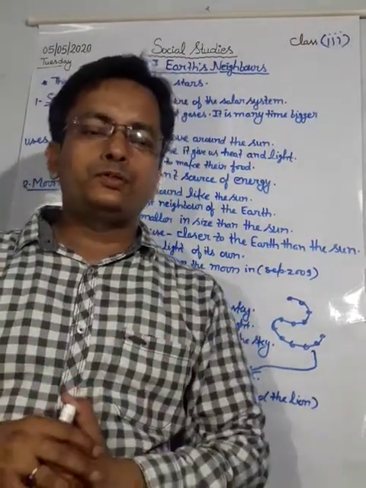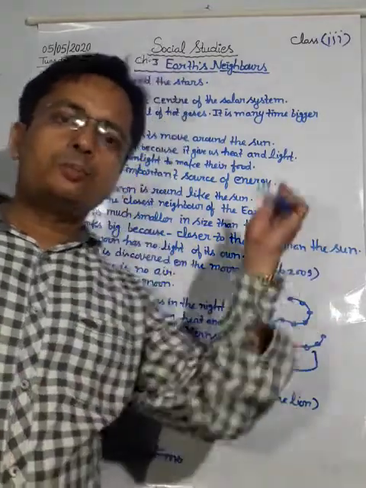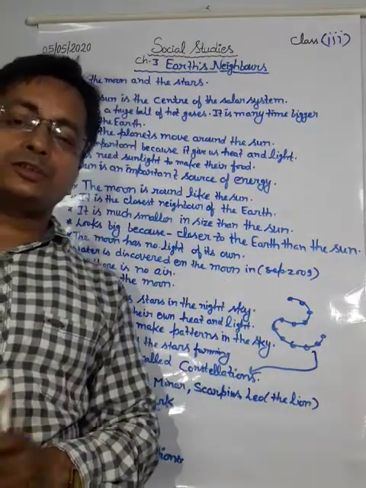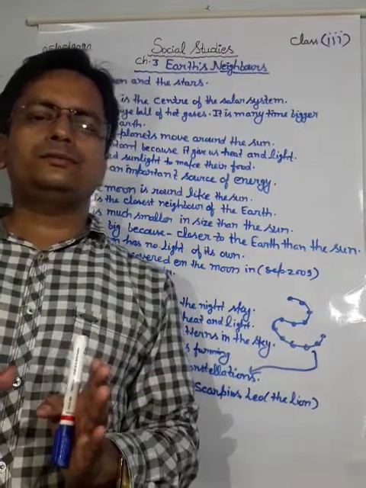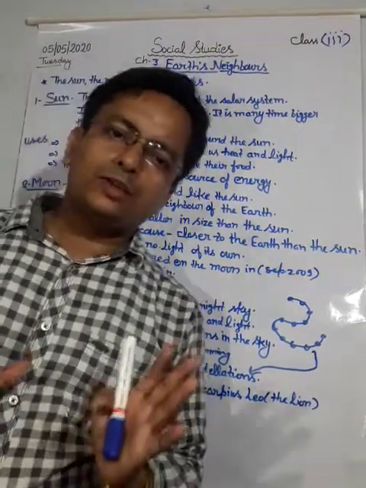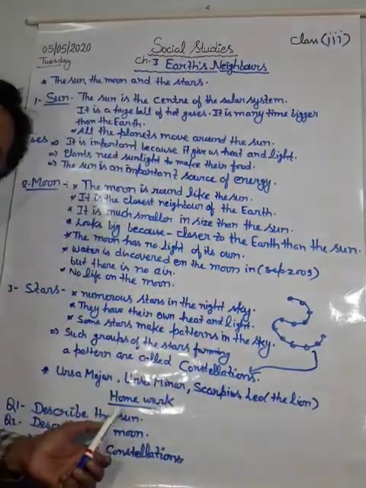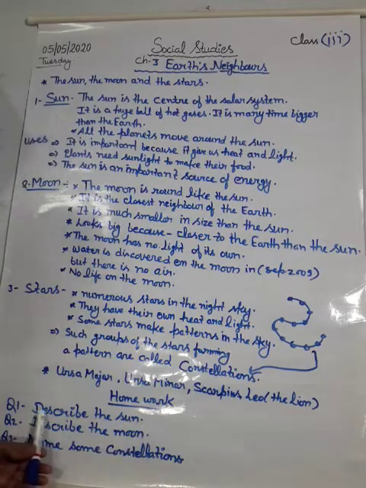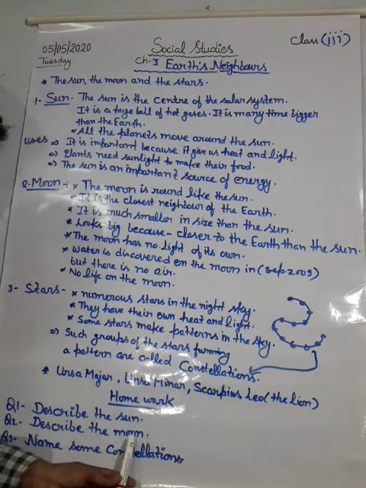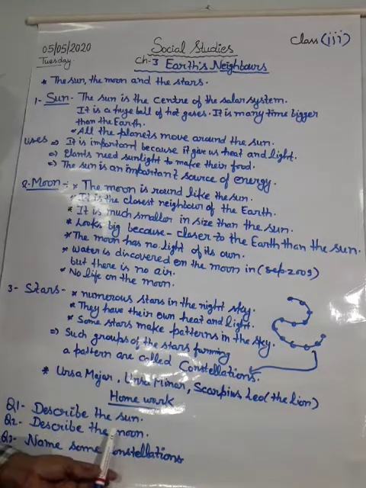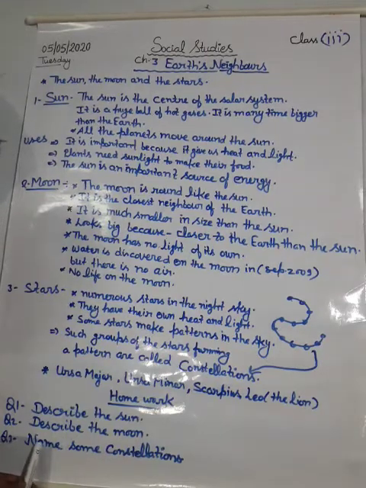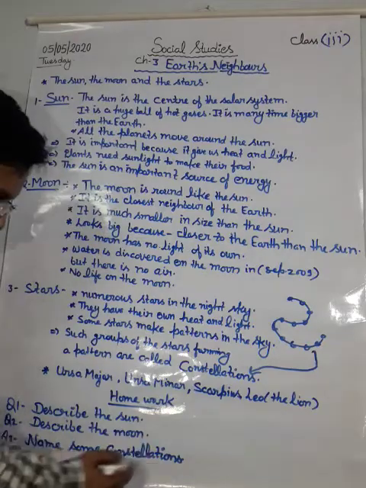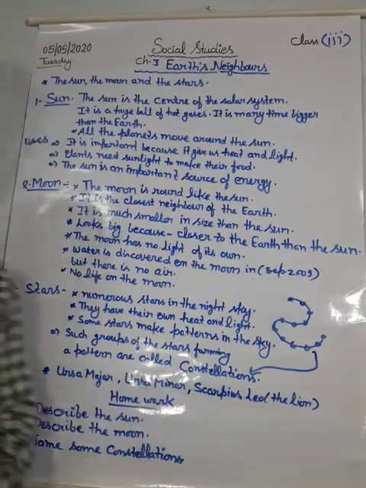I hope you understand the topic. If not, just read it again and again, then you can understand. Now the time is for homework. First question is, describe the sun. Second is, describe the moon. And third is, name some constellations. In this you have to give the names of some constellations.